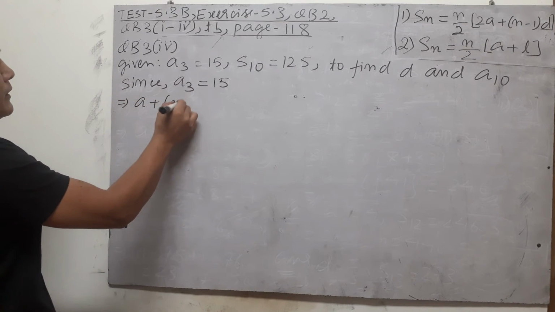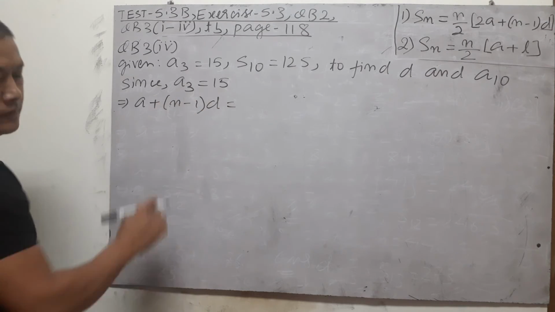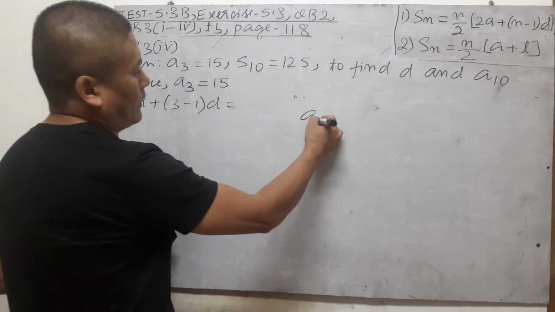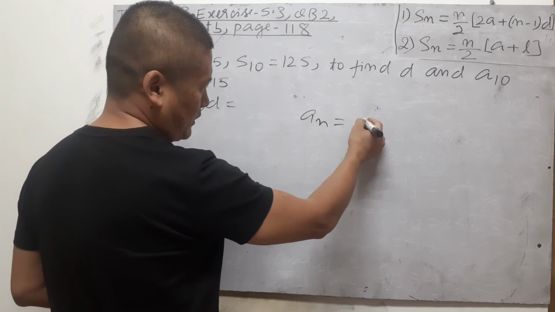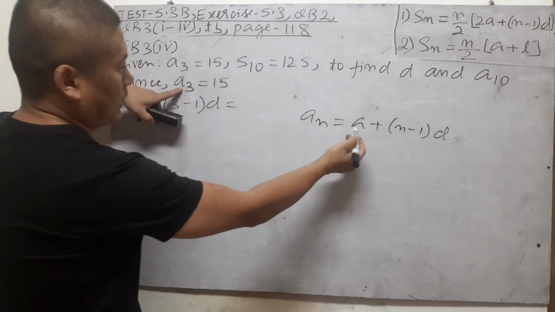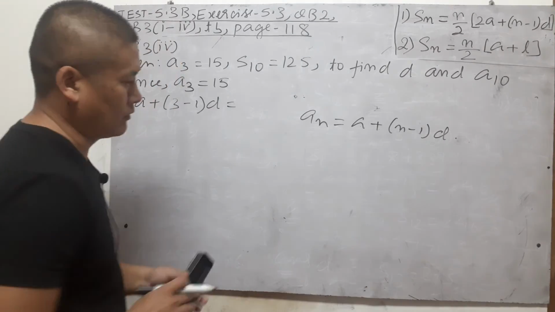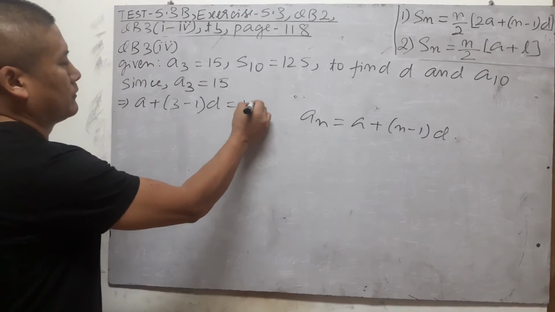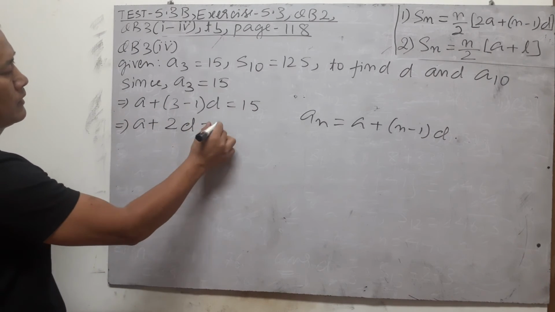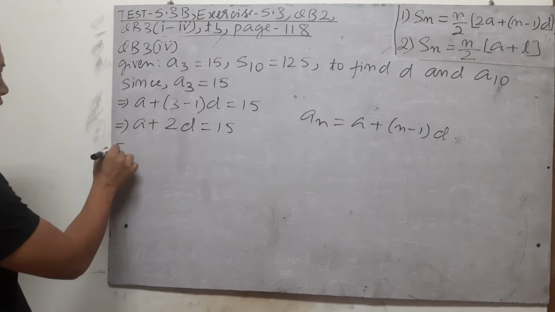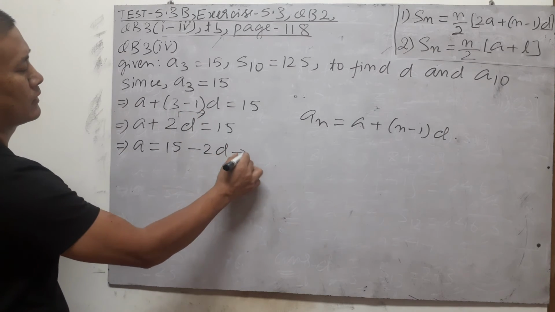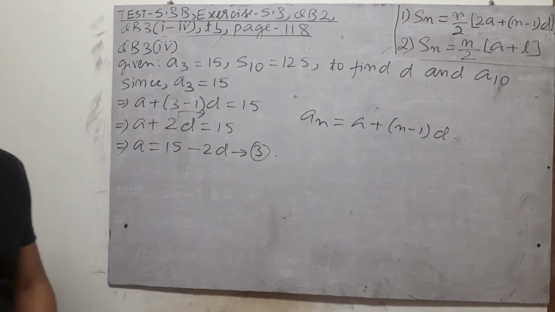The formula is A plus n minus 1 into D. Here n is 3, so 3 minus 1. In the previous class exercise we learned the formula is A plus n minus 1 into D. So A3 will be A plus 3 minus 1, because n is known, into D equal to 15. That way we get A plus 2D equals 15. D is not given, so we have to do manipulation here. A equals 15, and 2D goes to the right side, minus 2D. Just keep this as 1.